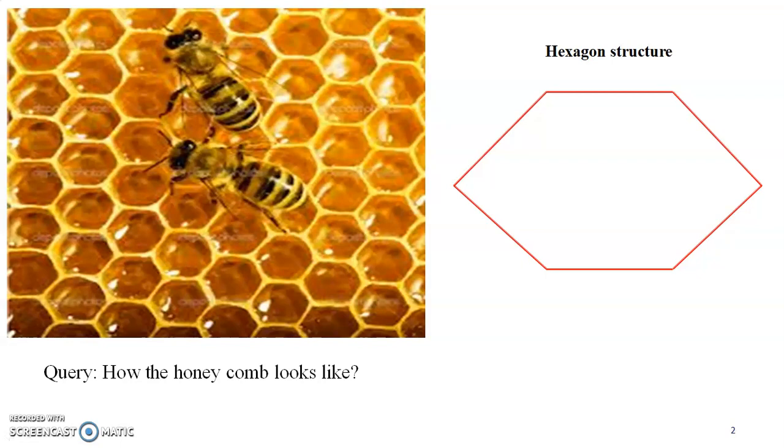Tell me how the honeycomb looks like. This is the honeycomb. Tell me its structure. This is the structure of honeycomb. This structure is termed as hexagon structure. Hexagon structure is the structure of honeycomb.